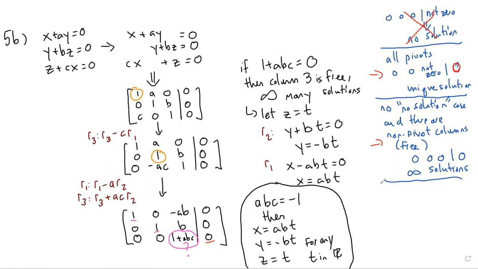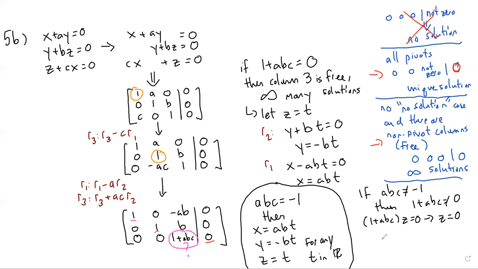Now if ABC is not negative 1, then 1 plus ABC is not 0. And that means that we can actually divide by it. And then basically what we end up getting here is that Z equals 0. So I'd have whatever this thing is, which implies Z is 0.